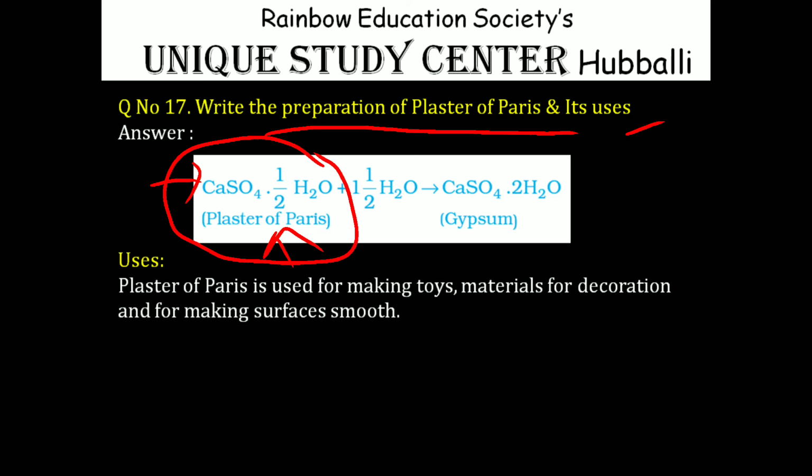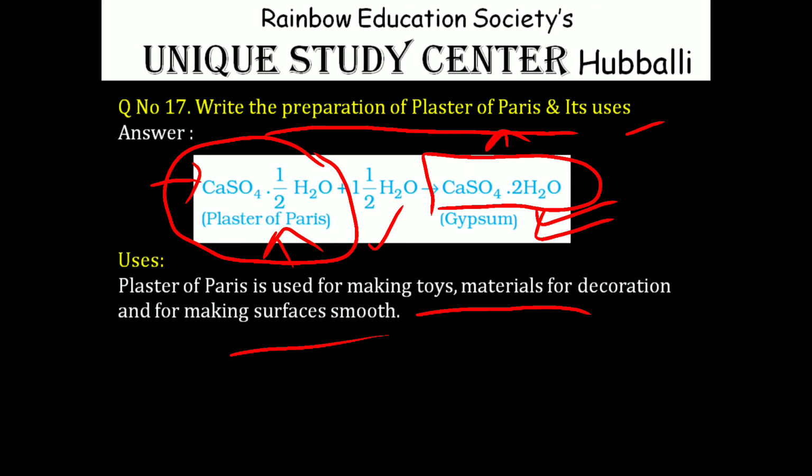Therefore plaster of Paris is prepared from gypsum, and later it is converted into plaster of Paris. When plaster of Paris is combined with one and a half water molecules, it gives calcium sulfate 2H2O, CaSO4.2H2O. This is called gypsum. It is used anywhere initially in the form of gypsum, later converted into plaster of Paris. It is used for making toys, materials and decoration, and for making surfaces smooth.